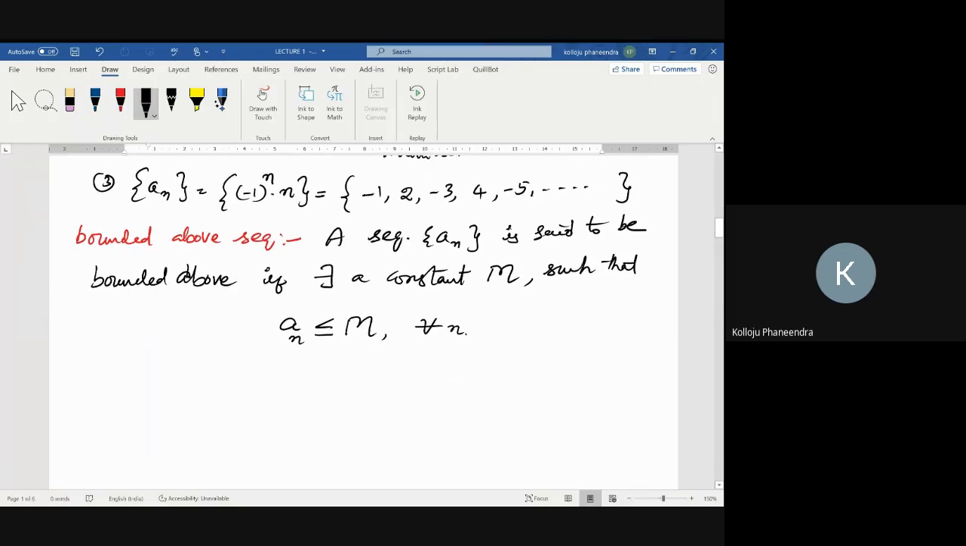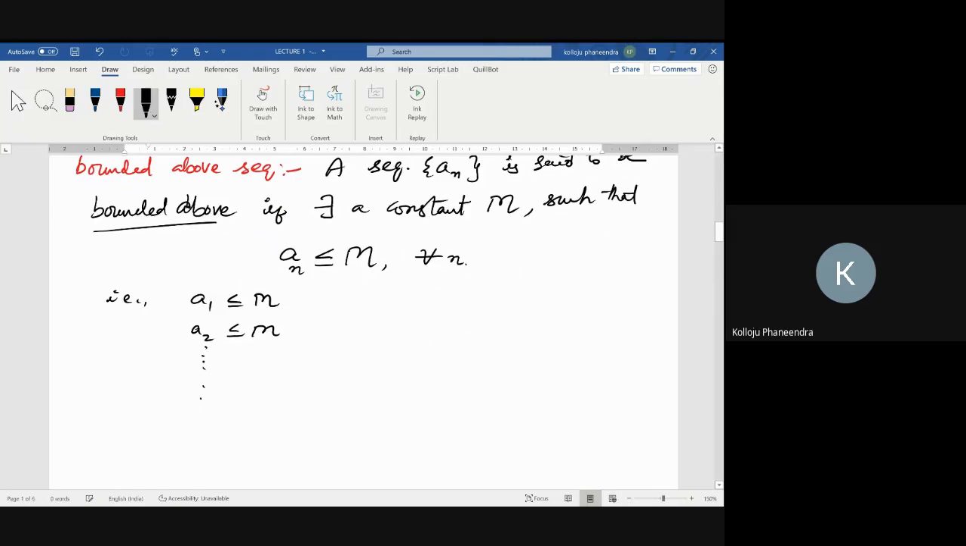What is this meaning? Sequence a_n is said to be bounded above means, see, this is for all n, that is, a1 is less than or equal to M, a2 is less than or equal to M, and so on, like that, up to infinite. That means every term in the sequence must be less than or equal to M. Let me consider one example. If I take a_n equal to 1 by n, simple sequence, 1 by n. So what is the sequence? 1, 1 over 2, 1 over 3, and so on.